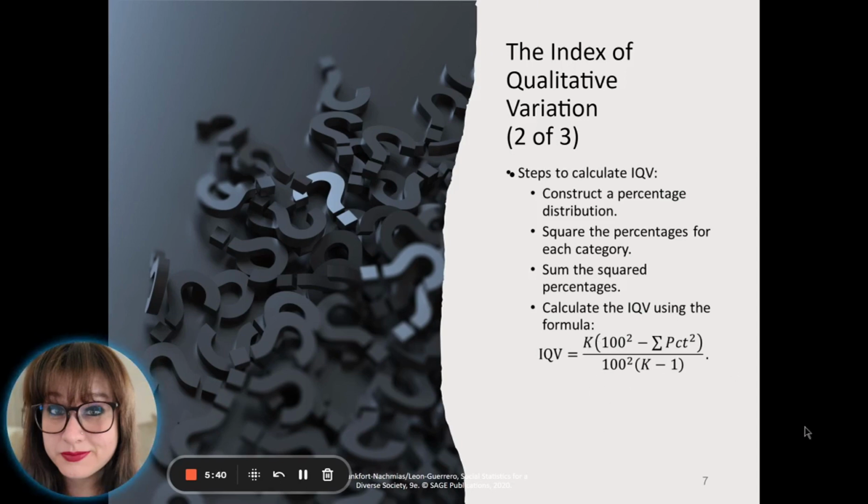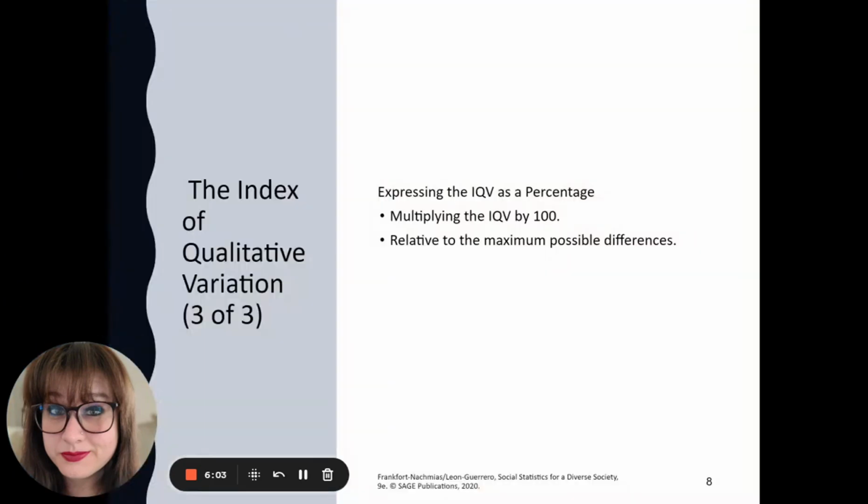So K is the number of categories. So if you had ethnicity, for instance, and there were 5 categories you could choose from, 5 is what would go in the K. This is your percentages of all of the individual categories squared and summed up, and then you plug in the values here. Page 97 has a really great breakdown for you around Maine and Hawaii, and we'll go over that in class too.